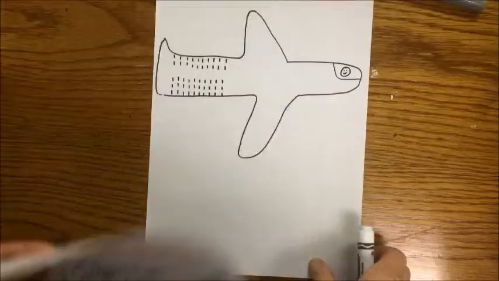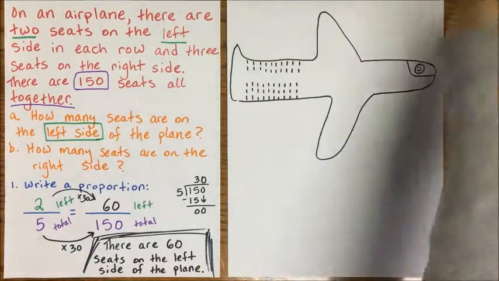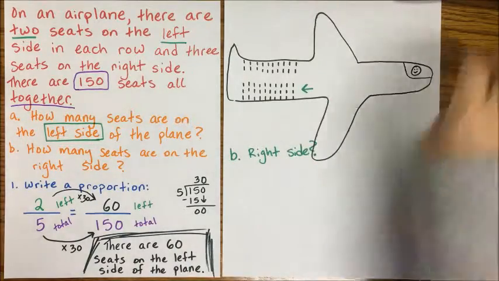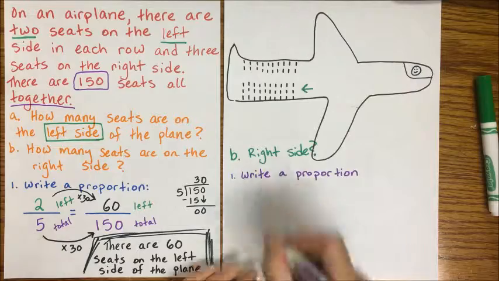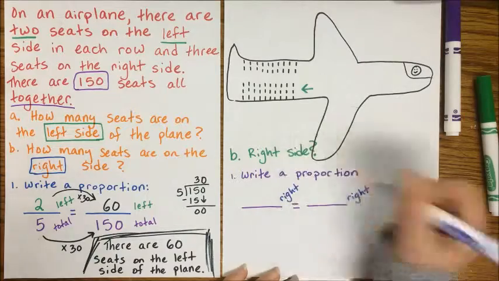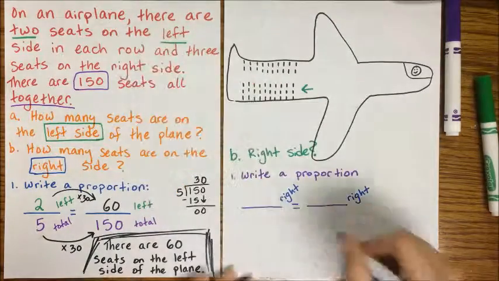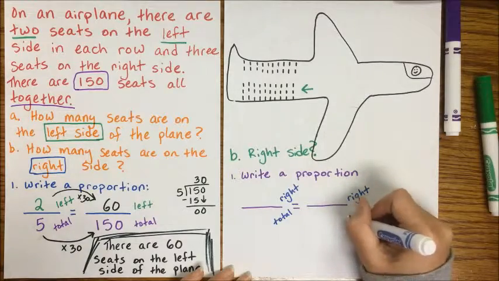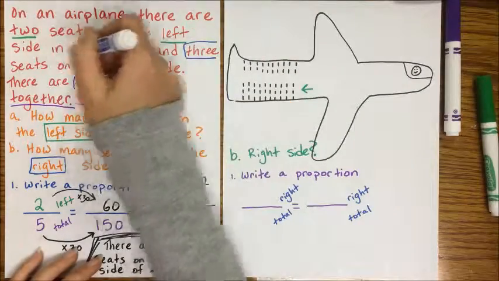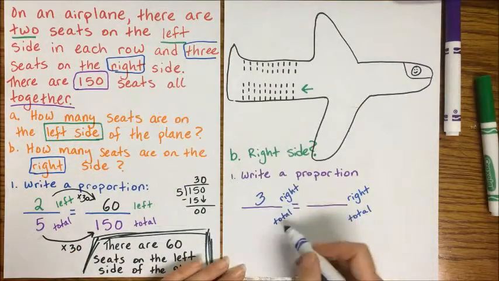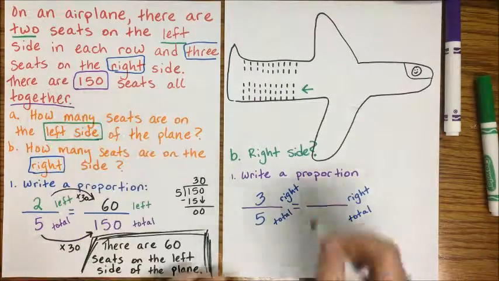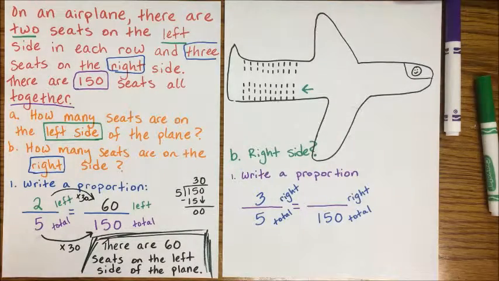All right, so for part B, it's almost the exact same thing, but we're solving for how many seats are on the right side of the plane. So we still want to set up a proportion to compare our numbers. This time, instead of the left side, we're looking for the right side, so we want to label it properly. And we're still comparing to the total number of seats. If we go back to our question, on the right side there are 3 seats, so we're going to write that in. And the total number in that aisle is 5 seats. We're looking for the total at the end on the right side, but we do know the total seats on the plane is 150.